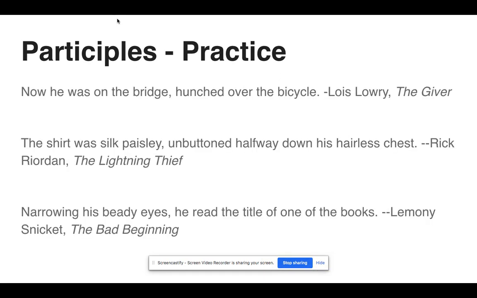Let's do a little bit of practice. I want you to pause the screen and read through each of the sentences. As you read them, see if you can identify the participle or the participle phrase.